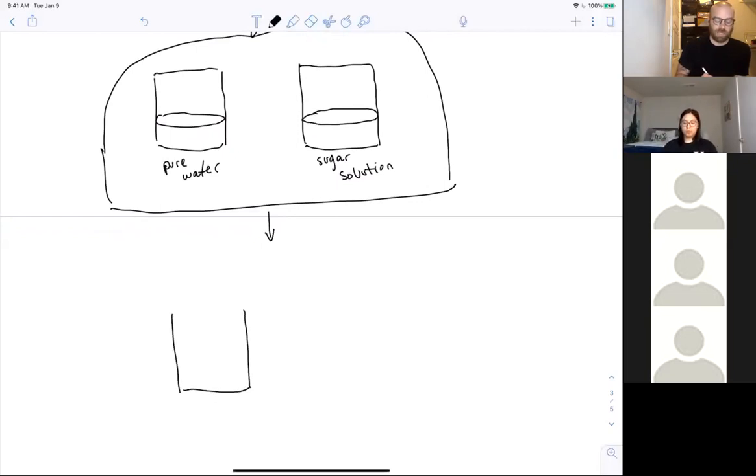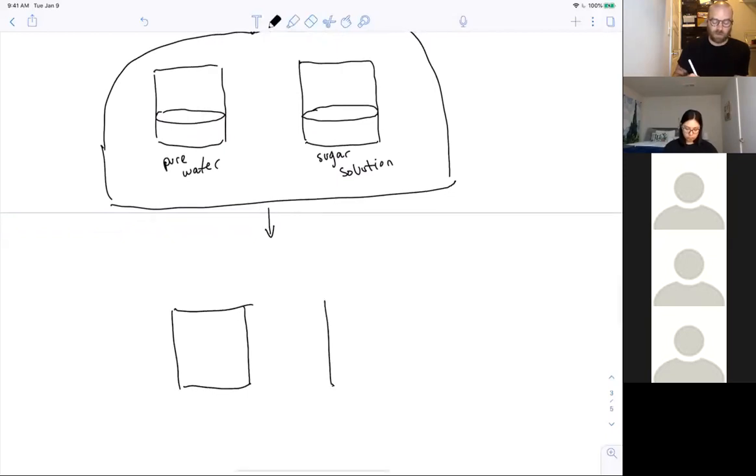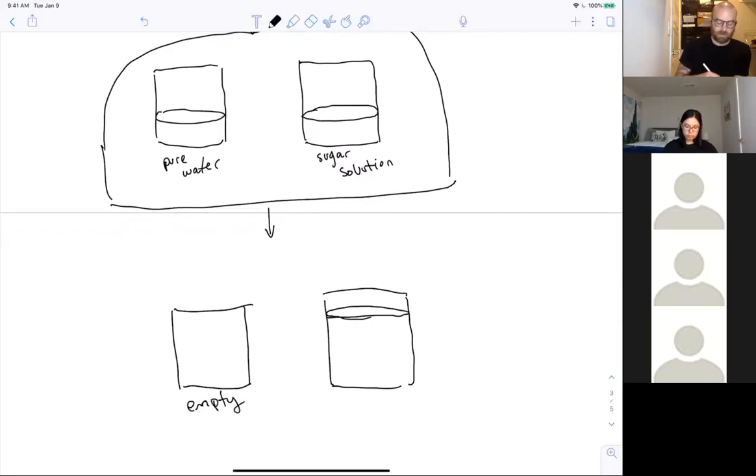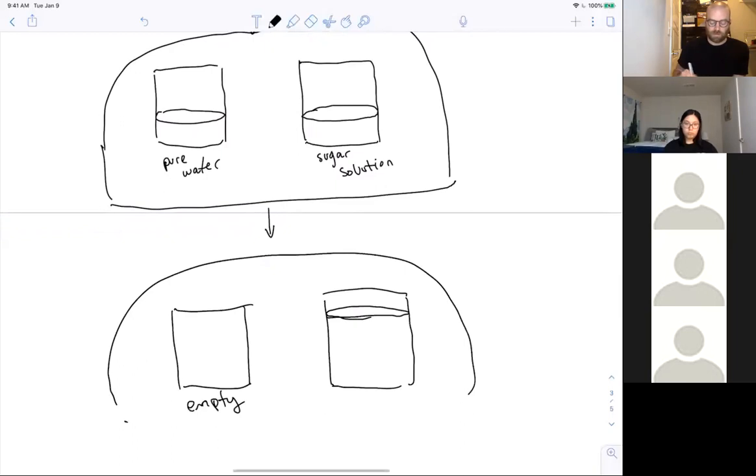Yeah, what you'll end up with, this is a fun thing you can think about, is that all of the water will spontaneously transfer over here. So this one will be empty, and it's still closed in. This one will be empty, and your sugar solution will just get diluted.